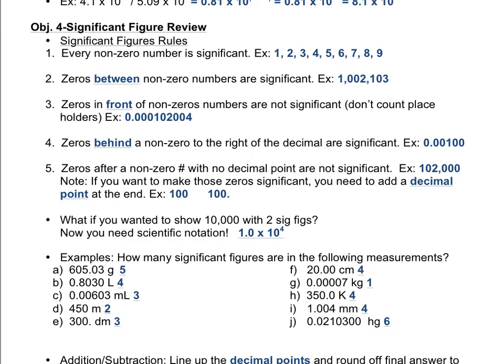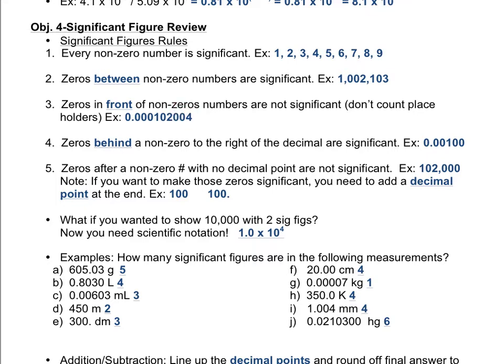Rule number 3 says zeros in front of non-zero numbers are not significant. Don't count placeholders. So all these zeros in front don't count. This one counts because it's in between, and those two are also in between, so they count. So this would only have 1, 2, 3, 4, 5, 6 sig figs.